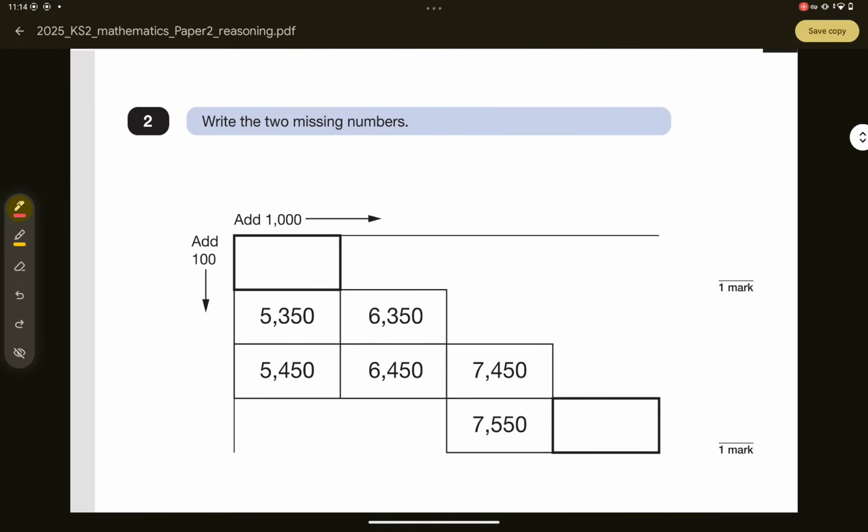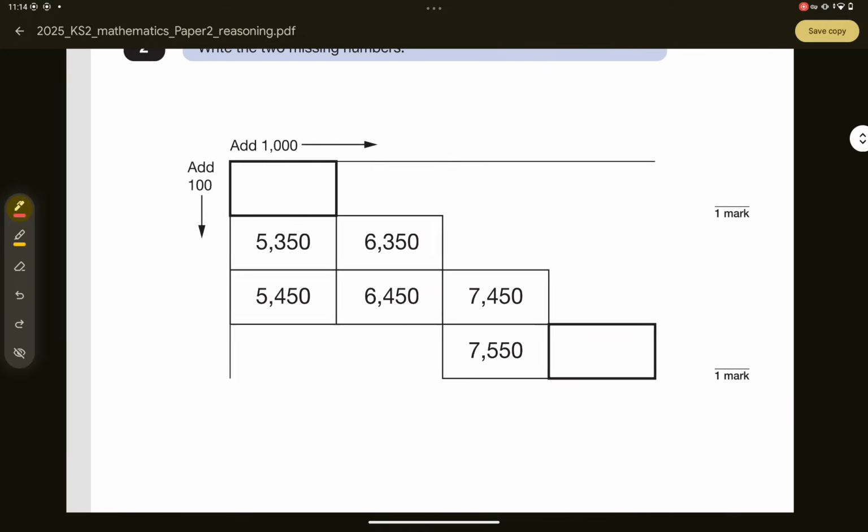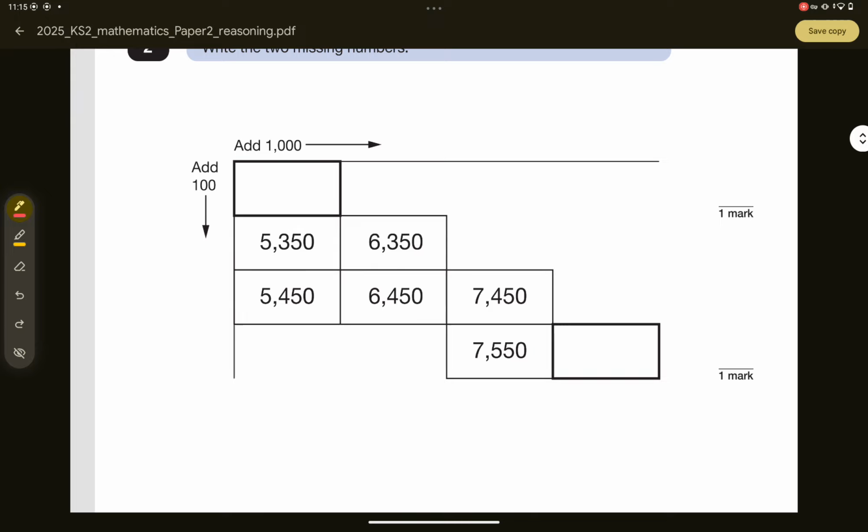Anyways, question 2. Write the two missing numbers. So we have these columns. So add 100, add 1000. For this one, we can see the pattern. This is 5,300 and 5,400. So this one must be 5,250, my bad, sorry. Because this is 300 and 400, which means it's going down and adding 100.